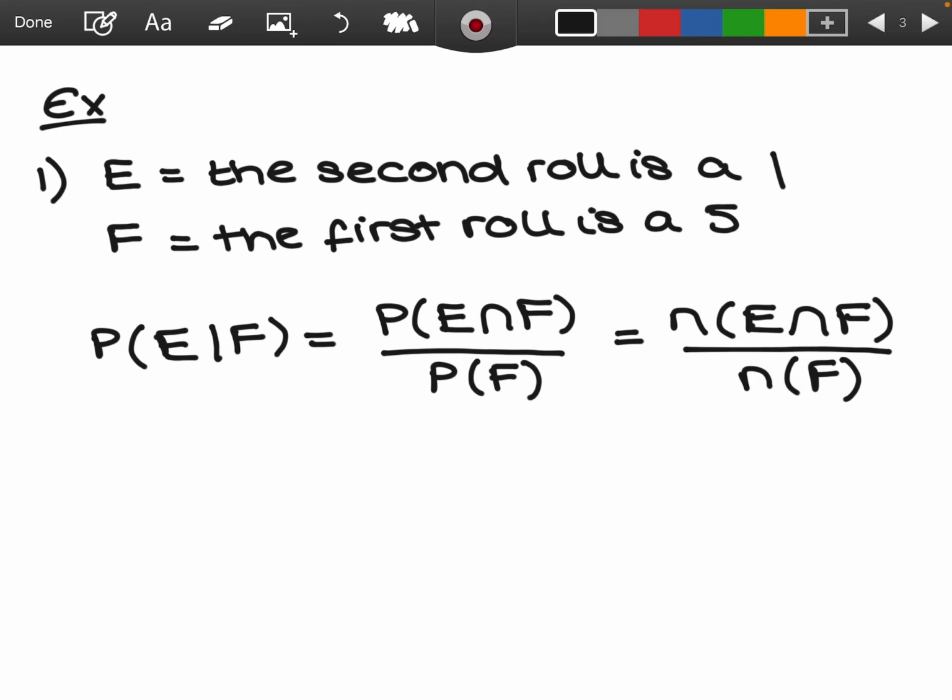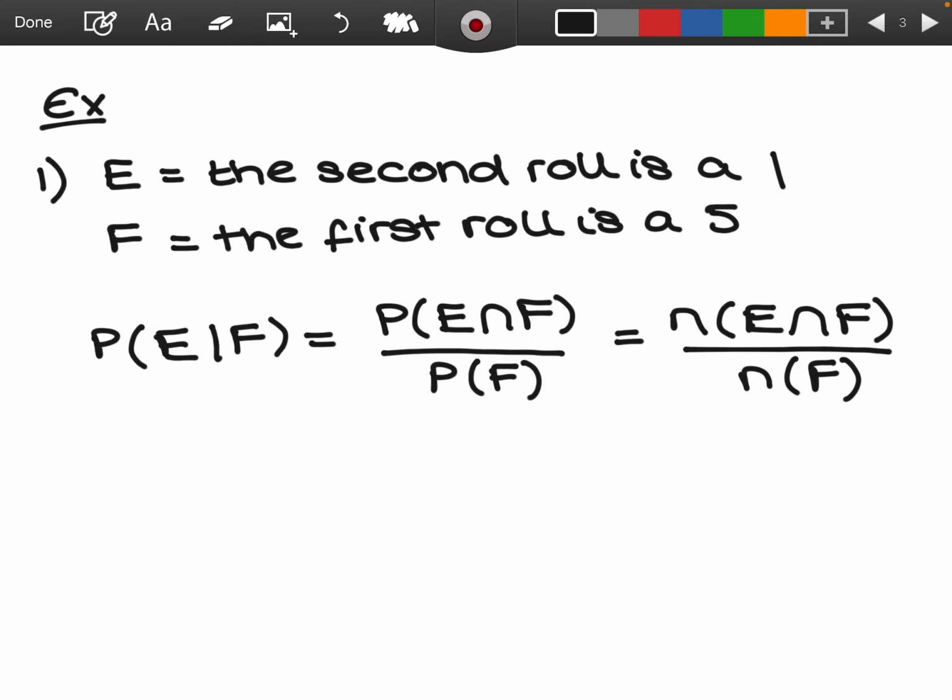So the first example I'm going to look at is going back to where I had these events E and F. So E is the second roll and F is the first roll. E is the event that we have a 1 on the second roll of a die, and F is the event that the first roll is a 5. I want to see if these events are independent or not. We've already looked at this intuitively and said yes they are, because it doesn't matter what happens on the first roll, it's not going to affect what happens on the second roll.